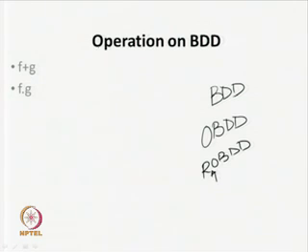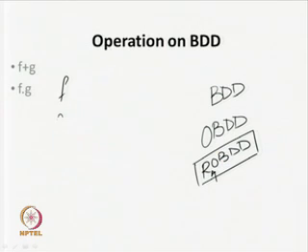And we have seen one property: the ROBDD of a given function is always unique. That means it is the canonical representation of a given Boolean function. So, with a particular variable ordering, we are going to get a unique BDD structure for that particular function. If we change the variable ordering, we may get another structure.